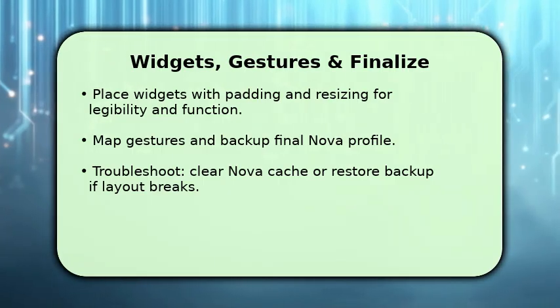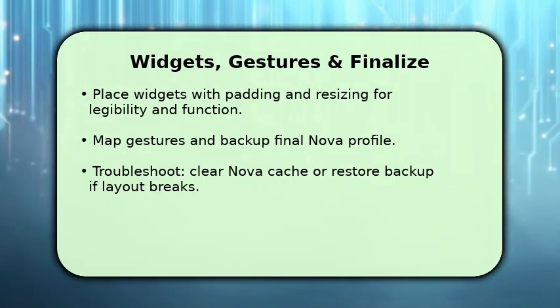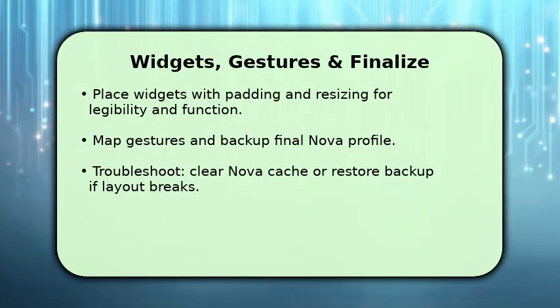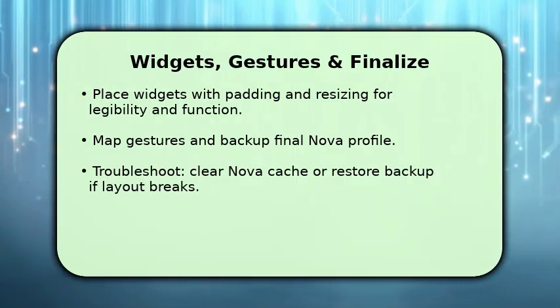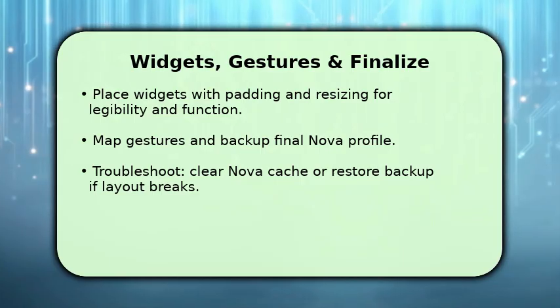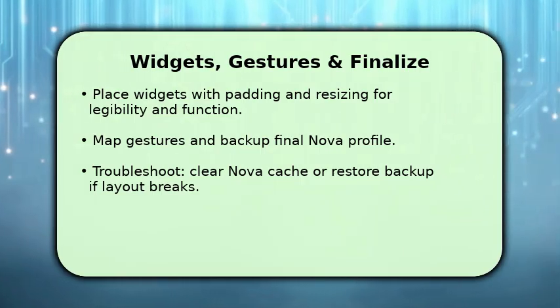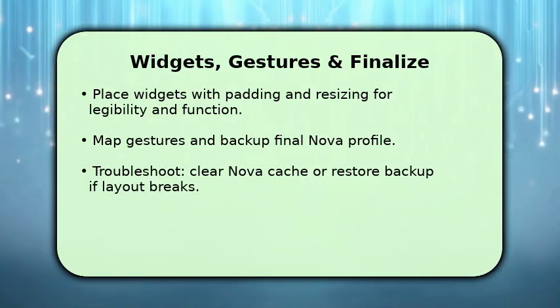Once satisfied, export a Nova backup to preserve the setup. If something goes wrong, for example, icons disappear after an update, clear Nova's cache or restore the backup you exported. That single troubleshooting step solves most layout regressions quickly.